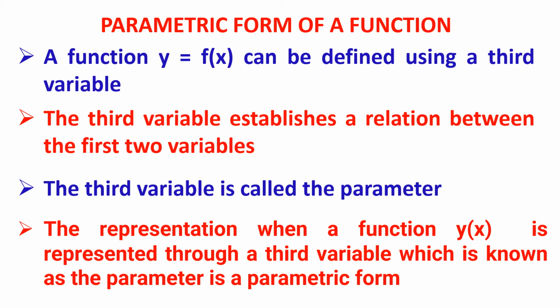And the representation, when a function is represented through a third variable, which is known as the parameter, is called the parametric form. Therefore, expressing a function using a third variable, which is called a parameter, is called a parametric form.